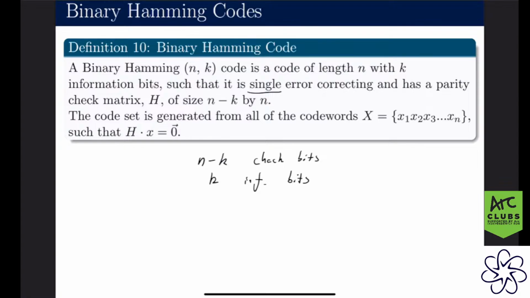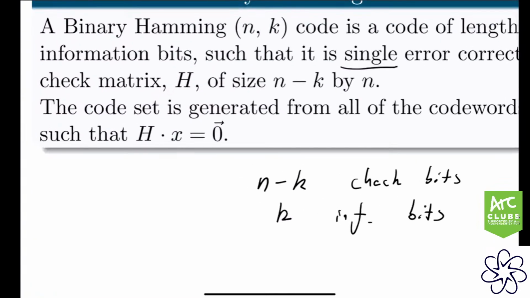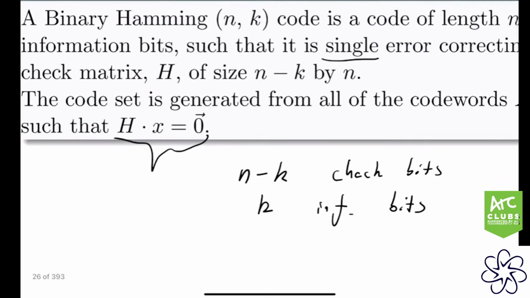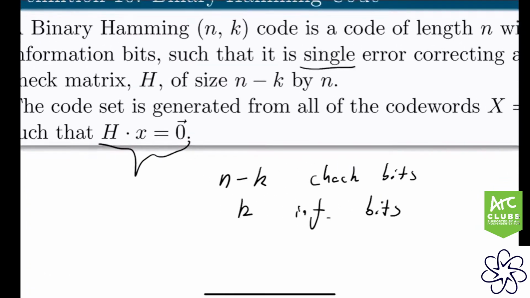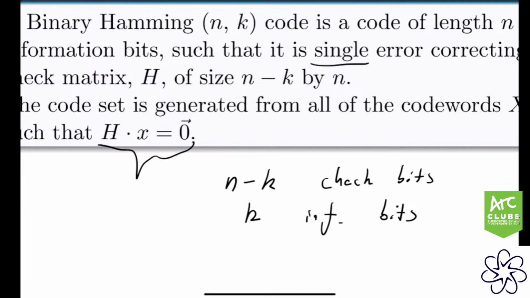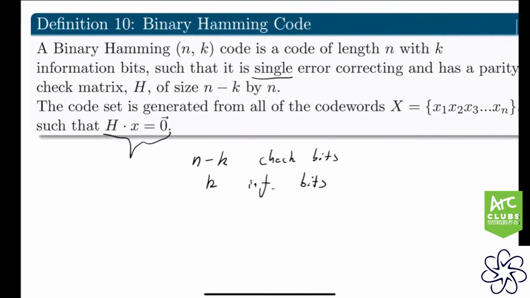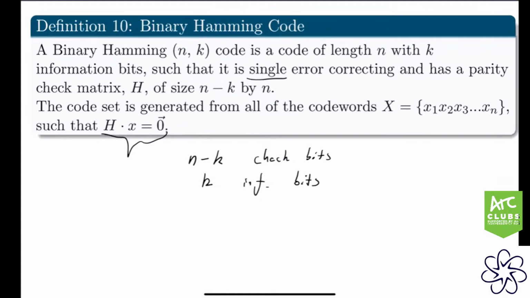And the code set is going to be generated from all of the code words that satisfy this equation, which is going to be our syndrome, which determines if a code word is valid or not. And that is the multiplication of the parity check matrix by the code word is equal to the zero vector. Right? For those who have done linear algebra, this implies that all of the code words exist in the null space of the matrix.